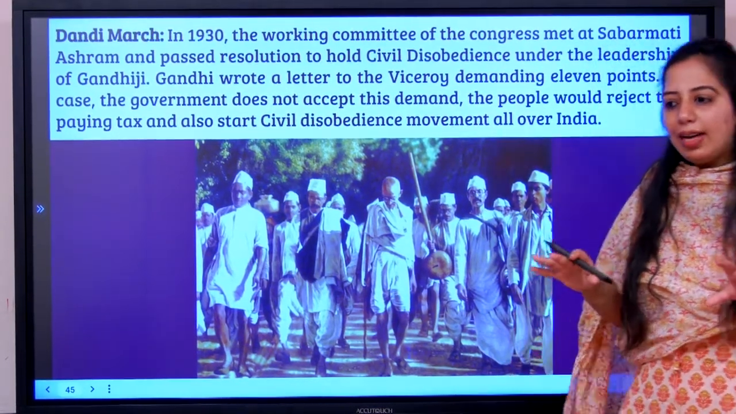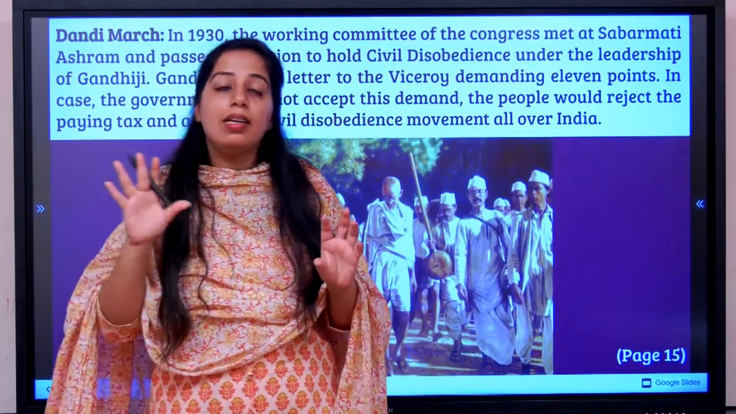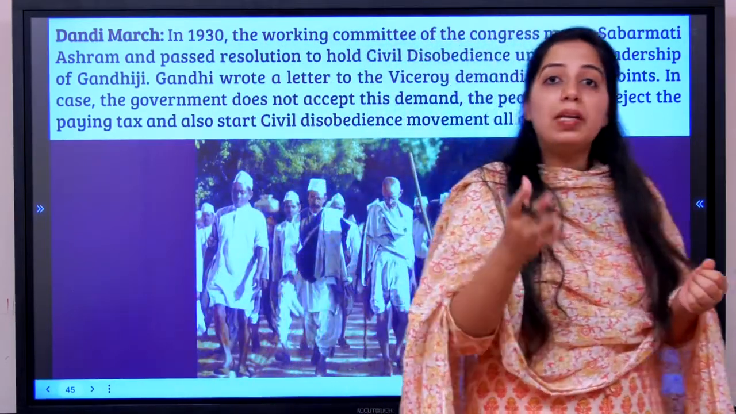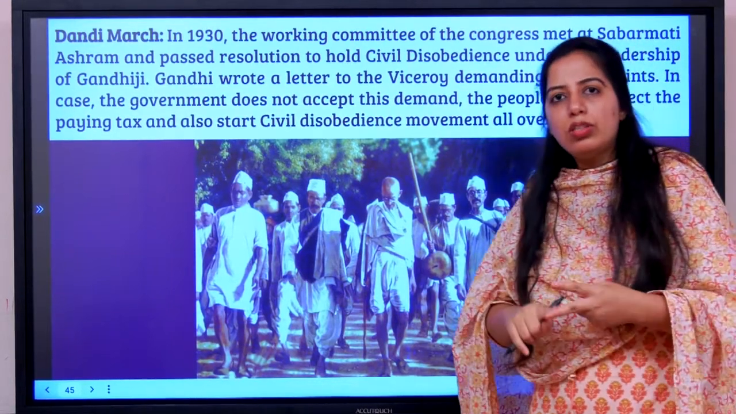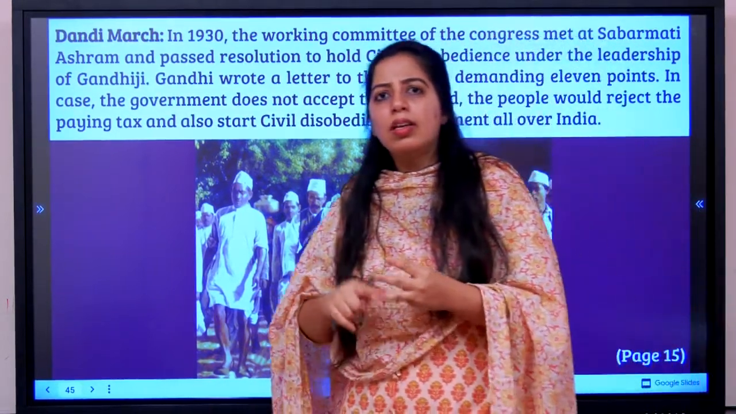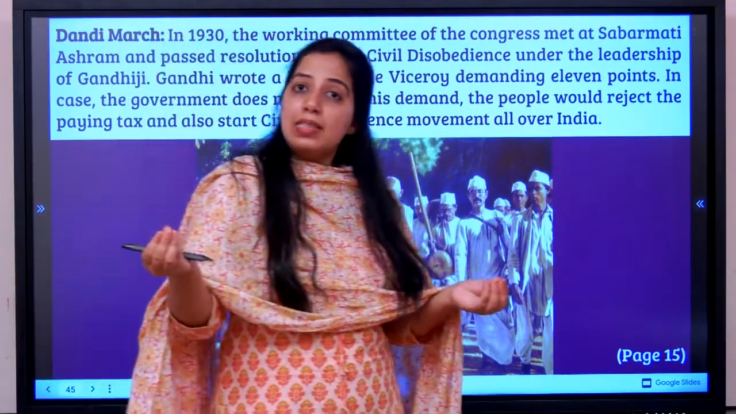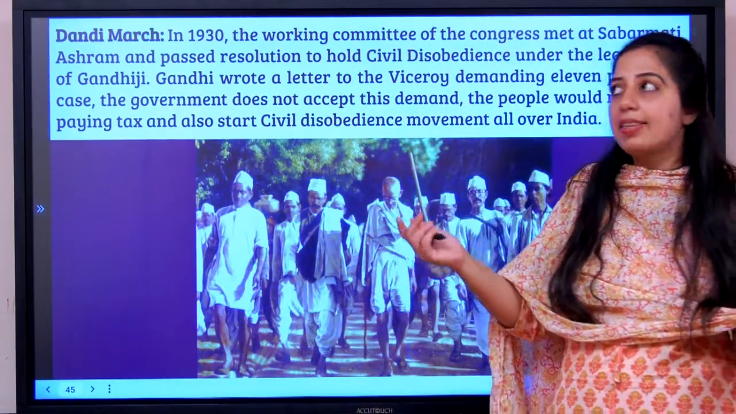So students, until now, we saw that in the non-cooperation movement, Gandhiji said, don't cooperate with the government. What is the meaning of don't cooperate? If there are schools, colleges, courts, elections, we will not participate. But still, the government gets money. How? In the form of tax.